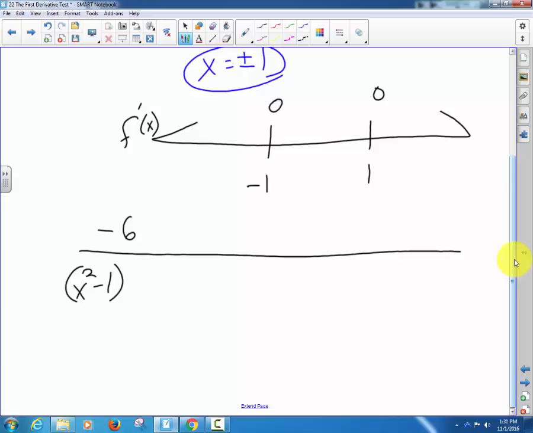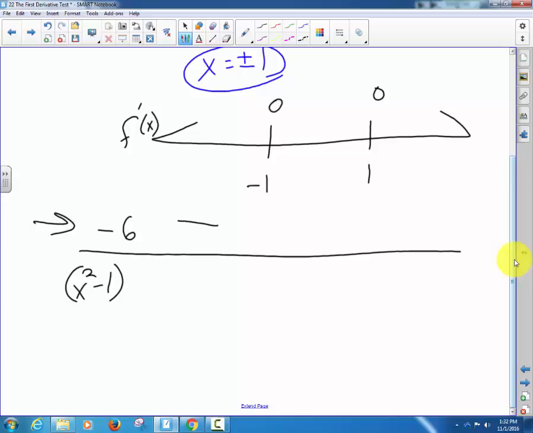Anybody remember what we do from there? Plug in numbers. Anything but these numbers. We need one number out here to the left of negative 1. I'd use the easy one, negative 2. When I plug negative 2 into this first factor right here, is the answer positive or negative? That's all I care about. Negative, because there's no x to plug in there. No matter what x is, this first factor is negative 6.